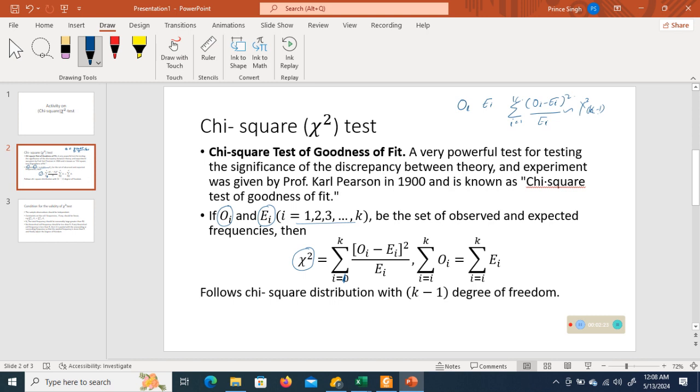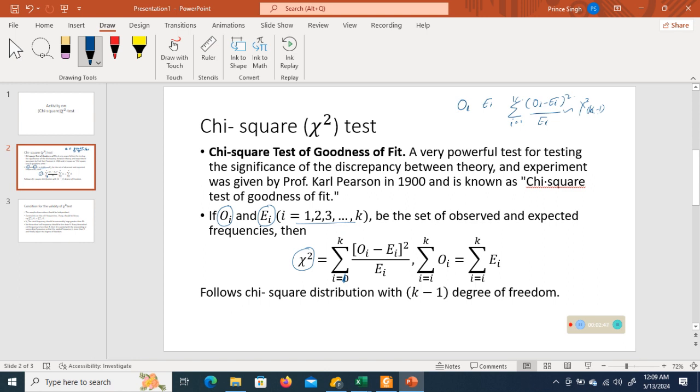So we compare this value at the given level of significance. According to that we are going to accept or reject the null hypothesis, right? In this case the null hypothesis is that there is no significant difference between the observed and the experimental value, and the alternate hypothesis we can assume accordingly, that there is a significant difference between them, right?